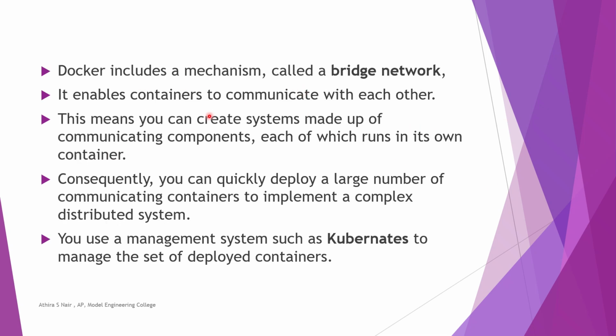Docker includes a mechanism called a bridge network that enables containers to communicate with each other. This means you can create systems made up of communicating components, each of which runs in its own container. And you can also quickly deploy a large number of communicating containers to implement a complex distributed system. You use a management system called Kubernetes to manage the set of deployed containers. You don't need to understand the Docker communication mechanisms to understand the principles of containers. So there are links to information on container communications in the references section.